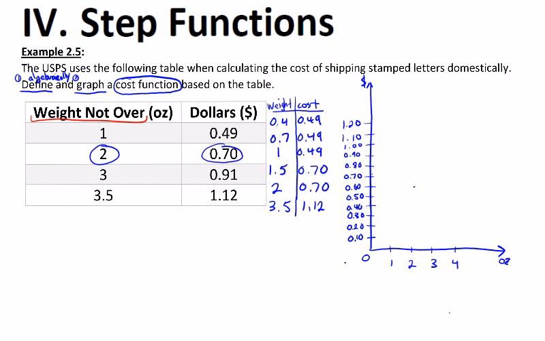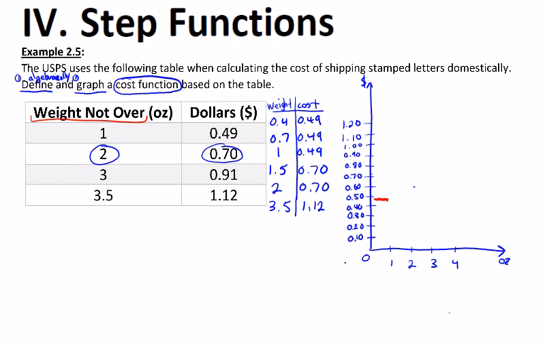So for the graph, I'm going to use the points that I already have. I know that 0.4 is supposed to cost me 49 cents. So that's going to be about that point right there. And 0.7 would also cost me 49 cents. And 1 is also going to cost me 49 cents. But there's a whole lot of other weights there that would also cost me 49 cents. So I can connect these together with a line to help represent all of the weights that would be costing me 49 cents.